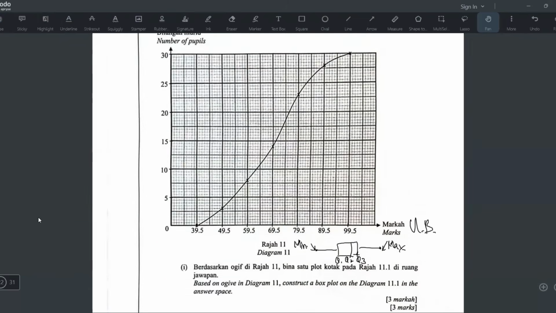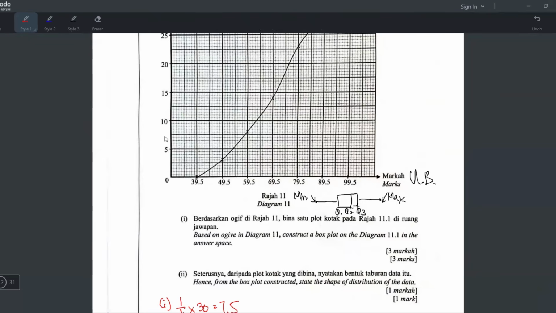You have to go to the graph and go to 7.5. 7.5 is between 5 and 10. Then you start to draw a dotted line, and the moment you reach the graph, you draw down to the x-axis. So that's your Q1. It's 59.5 minus one small box. One small box here represents 1, because the difference here is plus 10, plus 10, plus 10. Every time it's plus 10.